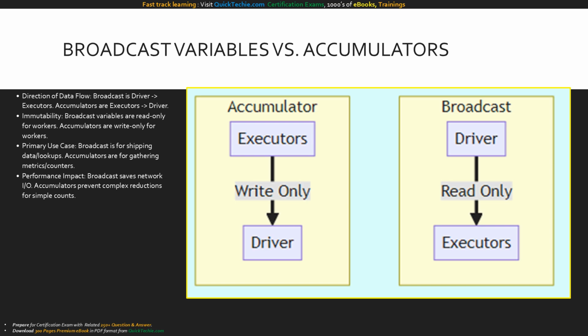Regarding immutability, broadcast variables are strictly read-only for worker nodes. They cannot be changed once broadcasted. Conversely, accumulators are essentially write-only for the workers. They can add to the value, but they cannot read the current sum.